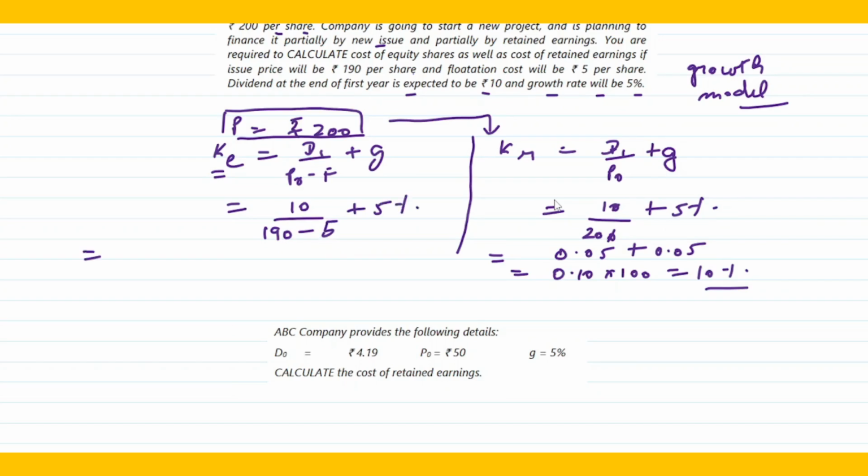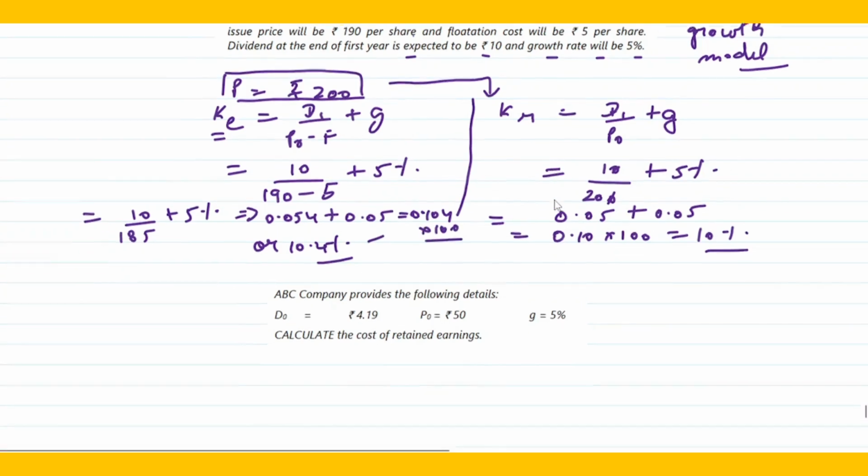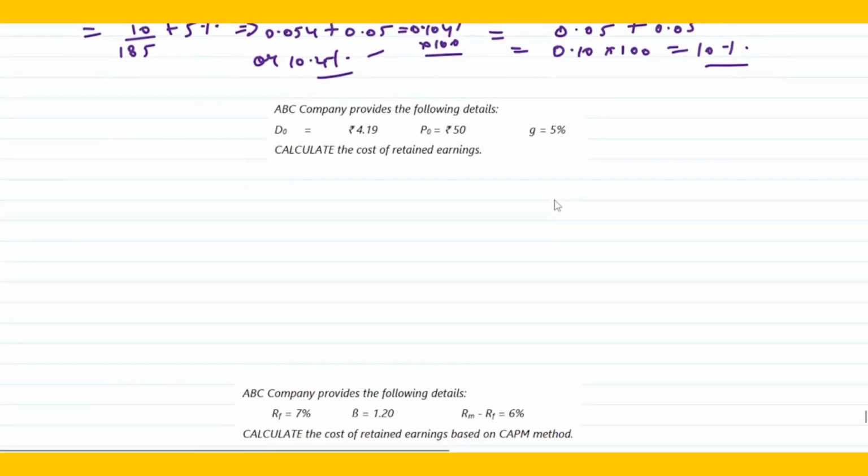Simply computing this, you get 10 divided by 185 plus 5%, which equals 0.054 plus 0.05. Hence the value that you get is 0.104, or you can say 10.4%. If you multiply this by 100, you get the value as 10.4%. So the cost of equity capital is 10.4%, whereas the cost of retained earning is 10%. Okay, let's move on to the next question.